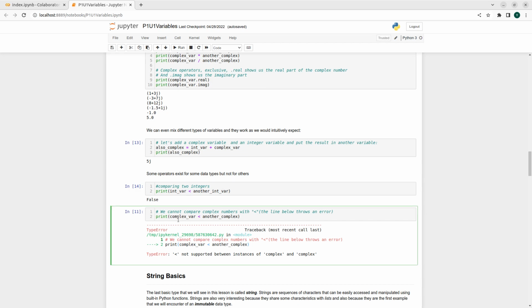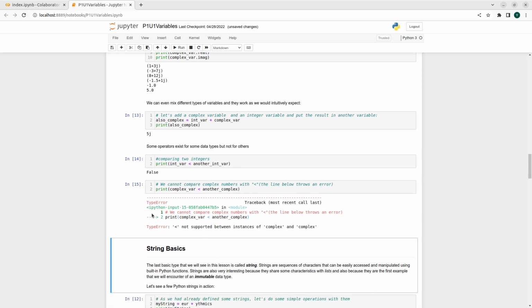Can I use it with complex variables? No, because it doesn't make sense to compare two complex values as a whole. I could compare their real or imaginary parts, but not the complex numbers themselves. And then Python complains, throws an error and tells me, hey, this operator is not supported between instances of complex and complex.